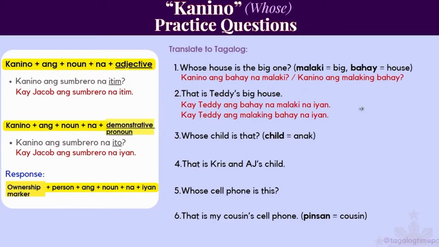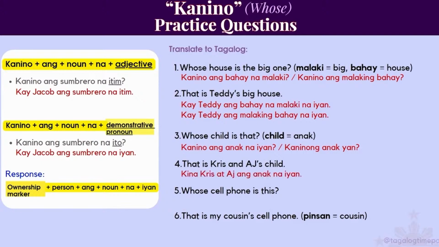Next, number 3, whose child is that? Child in Tagalog is anak. Kanino ang anak na iyan? So that's rule number 2. Kanino plus ang plus noun plus na plus the demonstrative pronoun. Or, kaninong anak yan? This second part is how it would be pronounced. I just want to show you how it would be pronounced. It's not technically the correct spelling of things, but that's how you would hear it or say it quickly. Kaninong anak yan? Whose child is that?